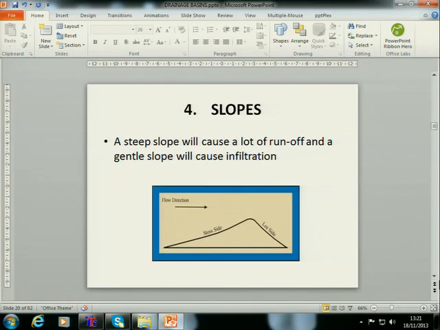Right, now we come to slopes. Now slopes is something that is actually common knowledge. A steep slope will cause water to run off, and a gentle slope will cause infiltration. Now you know that if I take water and I pour it slowly over a level surface, the water will start meandering or making little circles or jamming up. But if I tip the table over, I am increasing the gradient. Therefore, the water will run off very fast.